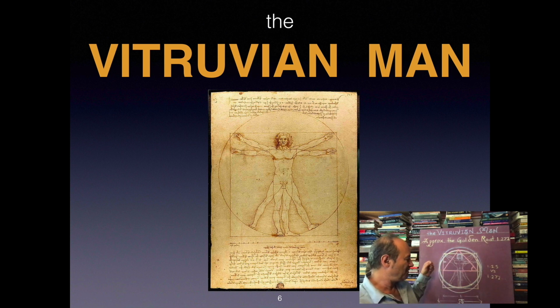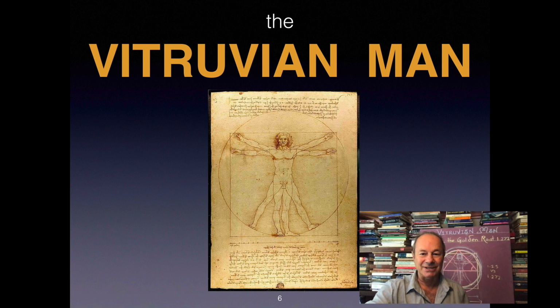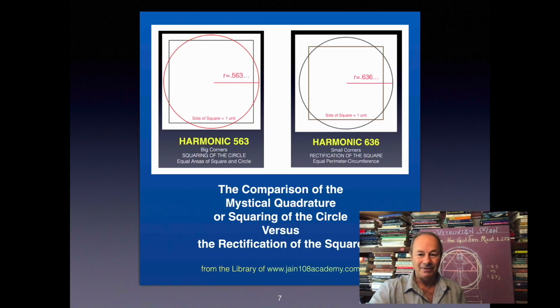So I just wanted to give you a little bit more knowledge via a PowerPoint presentation. This image of the Vitruvian Man is in the mass consciousness. It's a classic, just like the Mona Lisa. And just to distinguish, we're going to be exploring what we call equal perimeters, which is on the right there. The harmonic is 0.636 radius.